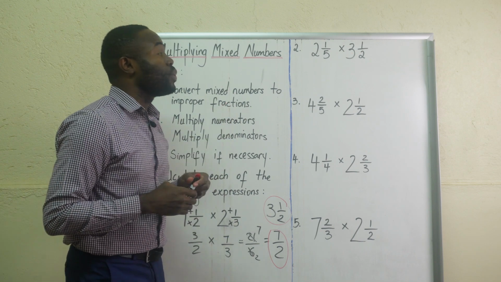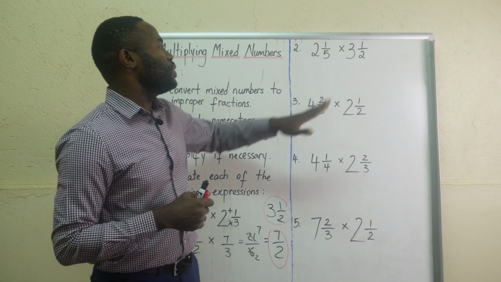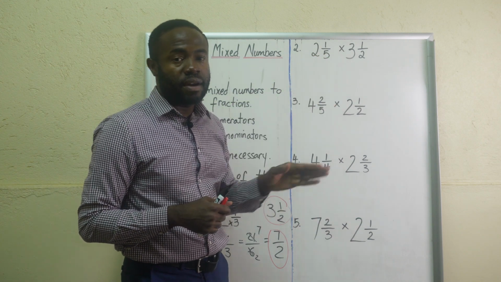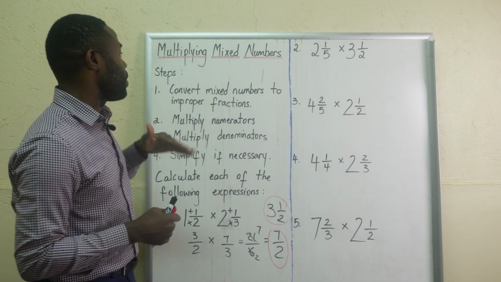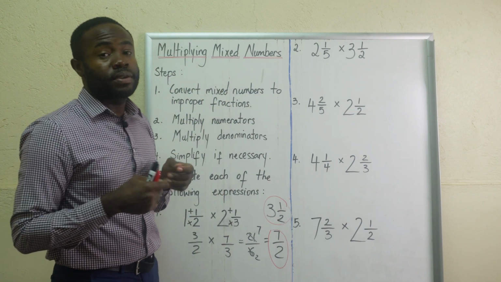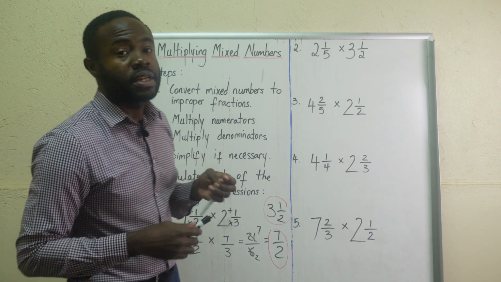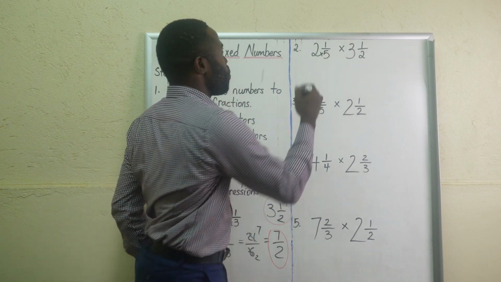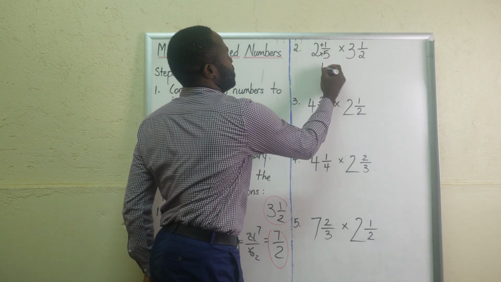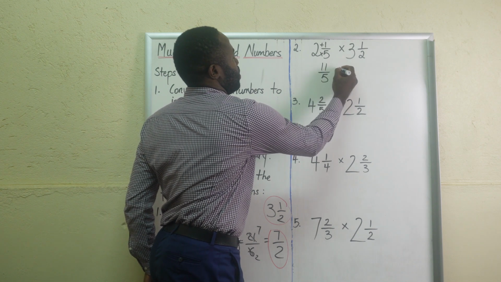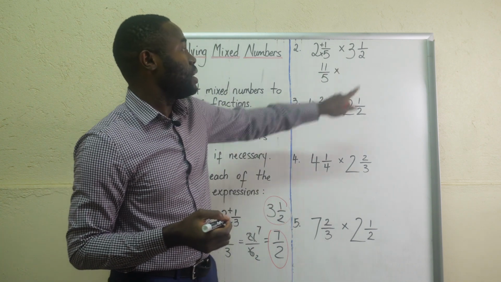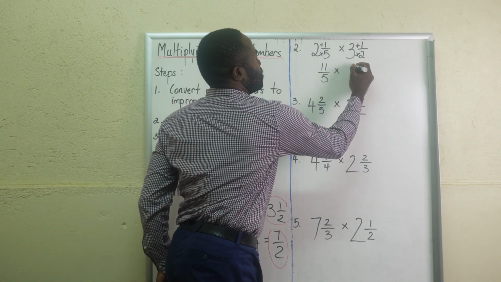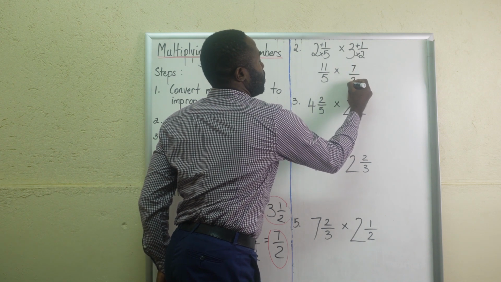So let's turn our attention now to number 2. So number 2, we have 2 and 1/5 times 3 and a half. Again, the steps suggest that we're supposed to convert all the mixed numbers to improper fractions first. So let's do that. So it's 2 times 5, which is 10, plus 1, gives us 11. So it's 11 over 5. Put back our operator, which is multiplication. Let's convert this one as well. 3 times 2 is 6, plus 1. That gives us what? 7 over 2.